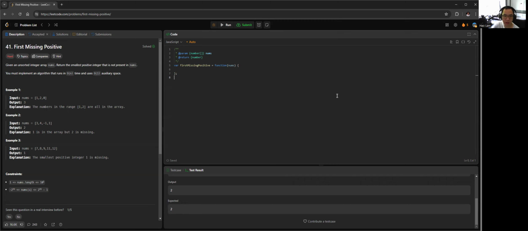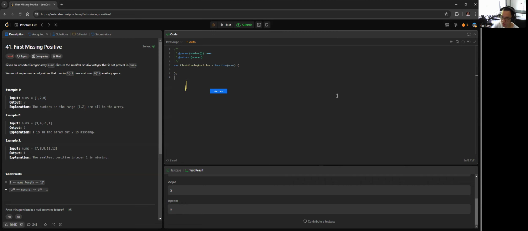So we have to find the first missing positive today. We need to do it in O(n) time and O(1) space, right? And it has to be the smallest positive integer, so it has to be 1, right? 1 is the smallest positive integer, and we can count up, right?